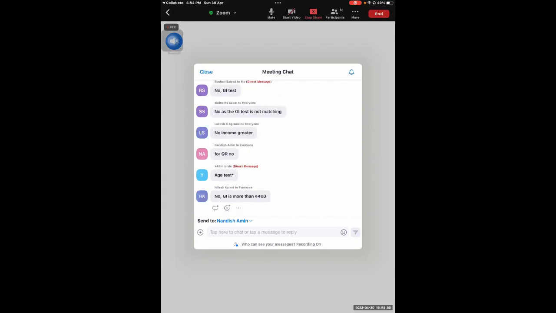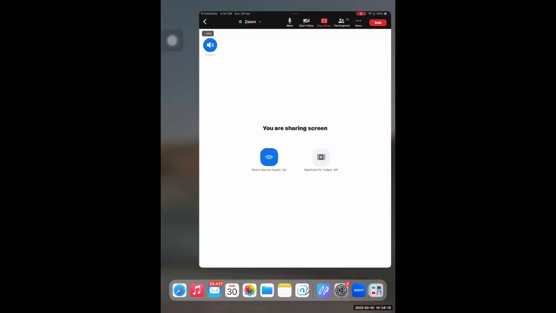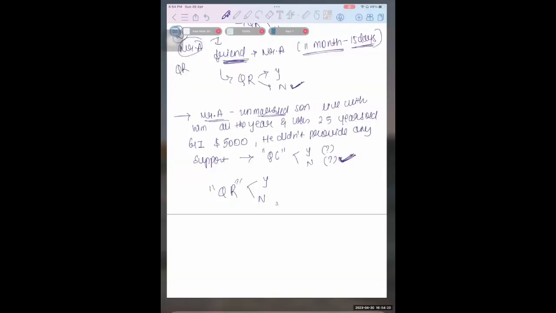Yes. Hitesh, now you got it correct. Nandish is also correct. Vishal, correct. Yeah, not a qualifying relative. Why, Vishal, not a qualifying relative? Because the gross income test failed. Yeah. So 4,400 was the limit, but this person is earning 5,000.